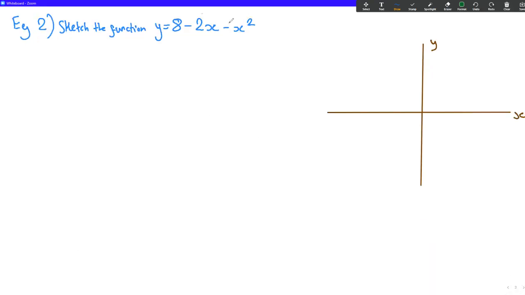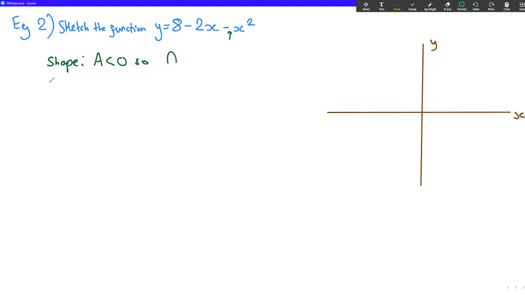Okay, let's try this one. Now the shape is, let's start with the shape. Now you can see that our A, remember our A isn't this, because our A comes before the x squared term. And because it's negative, we know it's that shape.